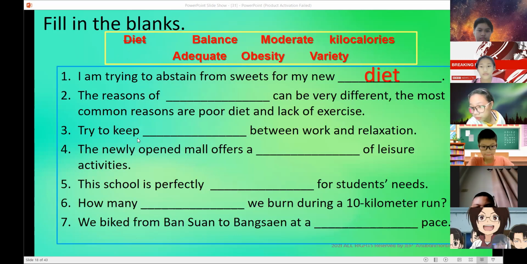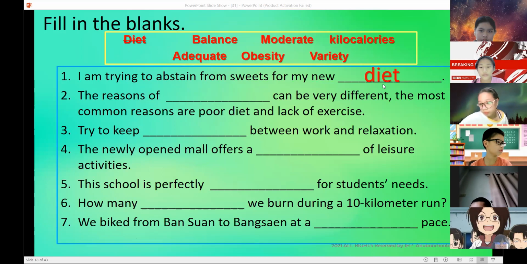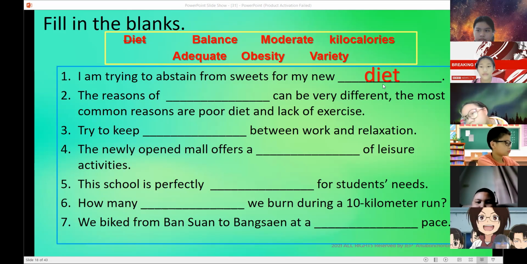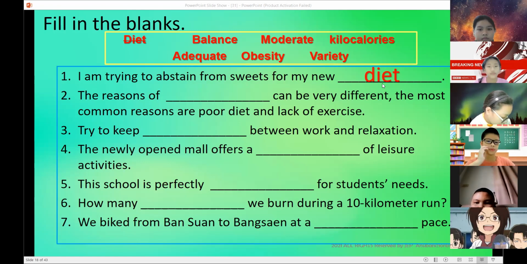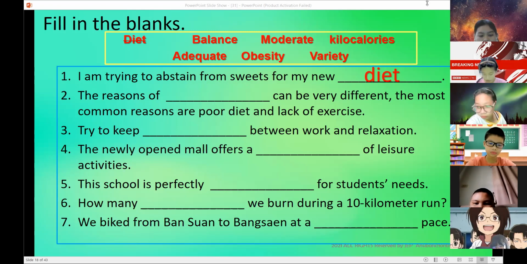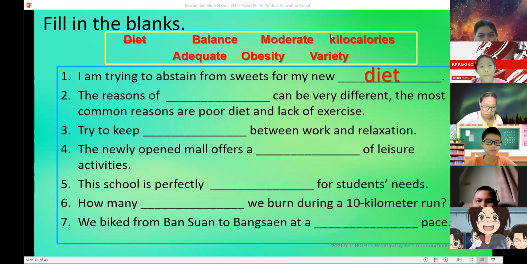Time for our quiz now. Let's try to answer this. We have here a quiz. Fill in the blanks and you need to answer questions number 2, 3, 4, 5, 6, and 7. Number one is given to you as an example. So it says here, I am trying to abstain from sweets for my new diet. So the answer there is diet.